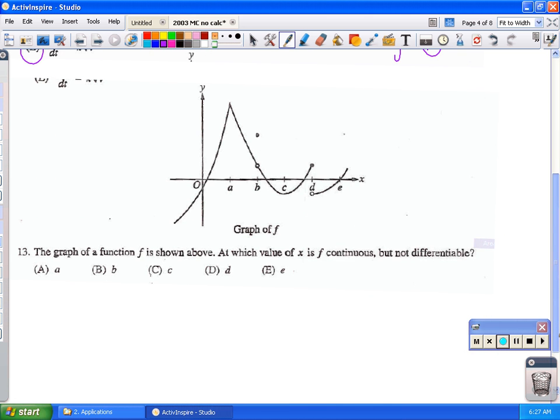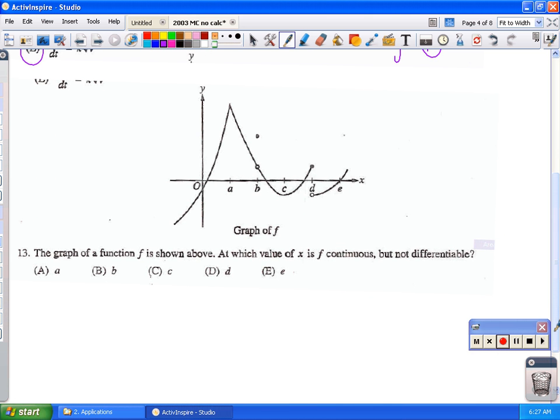Number 13, the graph of an original function. This is f of x. An original function is shown. At which value of x is the function continuous but not differentiable? Well, that's pretty easy. There's a discontinuity here, but you can't take the derivative. There's a discontinuity here, you can't take the derivative. But the function is continuous here at that sharp turn, but you can't take the derivative. So that's a freebie, and number 13 is A.